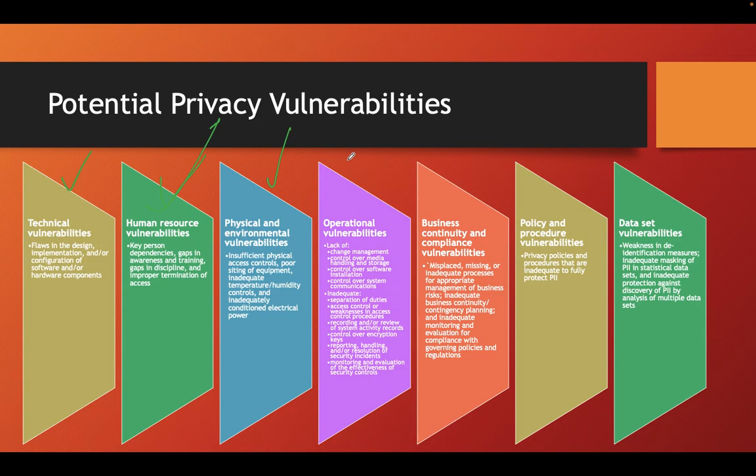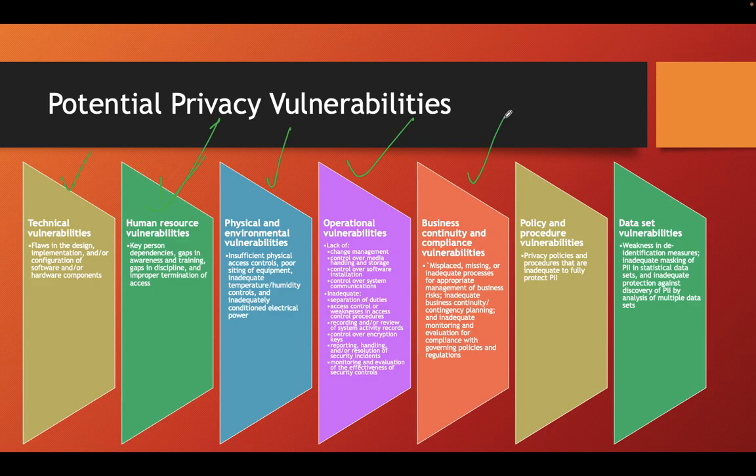Then operational vulnerability: lack of change management, hardening, control over software installation, control over system communication, inadequate separation of duties. All of this results in operational vulnerability. Then business continuity and compliance vulnerability: misplaced, missing, or inadequate processes for appropriate management of business risk, adequate business continuity, and contingency planning. All of this results in what we call business continuity and compliance vulnerability.